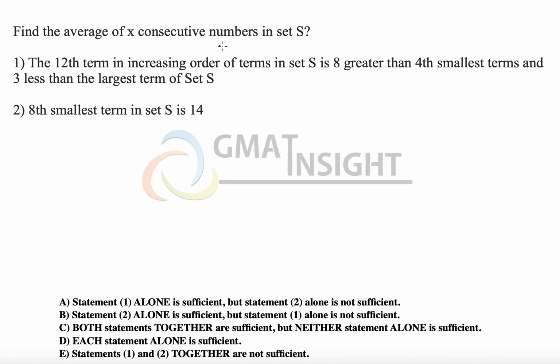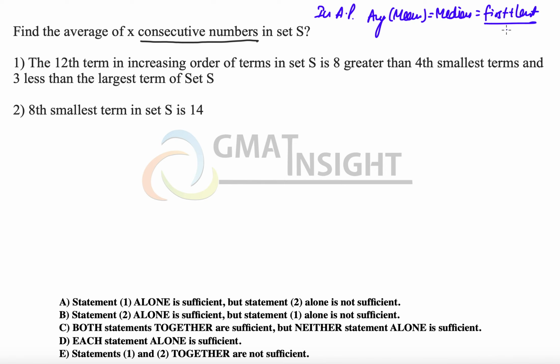Find the average of x consecutive numbers in set S. So the first thing is that we have a series of consecutive numbers. The consecutive numbers form an arithmetic progression. In any arithmetic progression, we must know that the average, which is the same as the mean, is equal to the median, and that is equal to the average of the first and the last term.